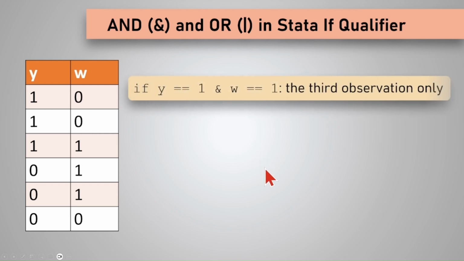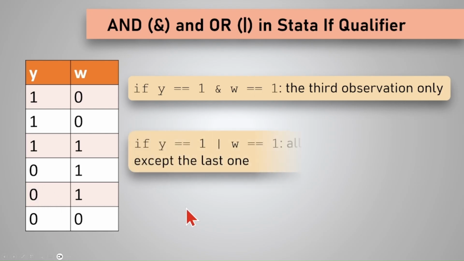The combined condition y double equal to 1 and w double equal to 1 refers to only the third observation, because this third observation satisfies this particular condition and no other observation in this small example dataset satisfies these two conditions together.